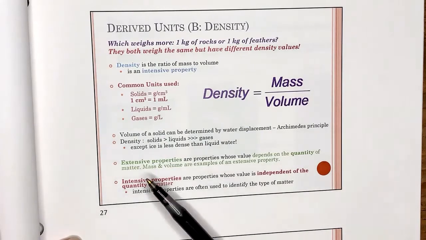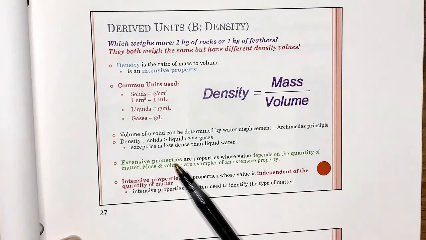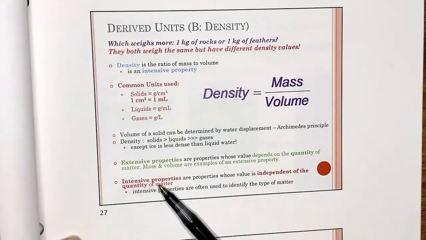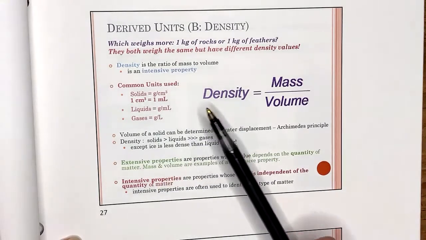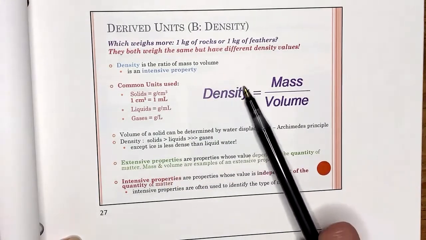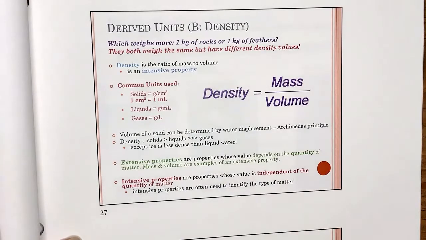So extensive properties change and depend on the quantity. An intensive property does not depend on the quantity of the matter, okay? So the cool thing is density is going to be intensive. Other examples, maybe like boiling point and temperature, are intensive properties as well.